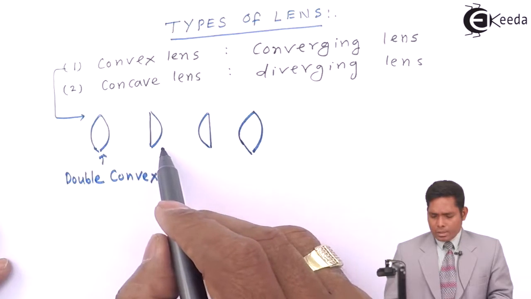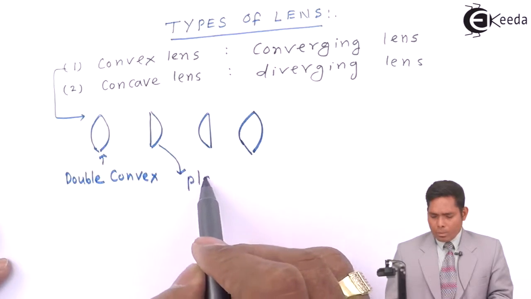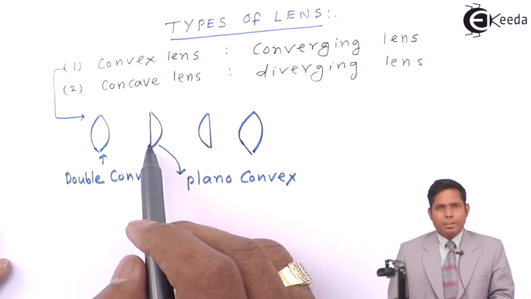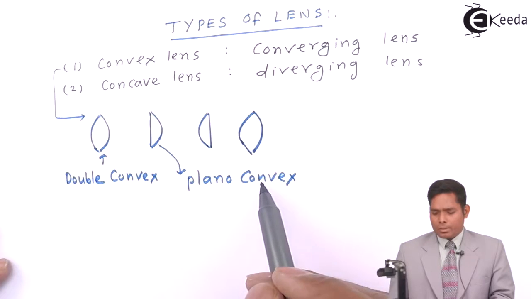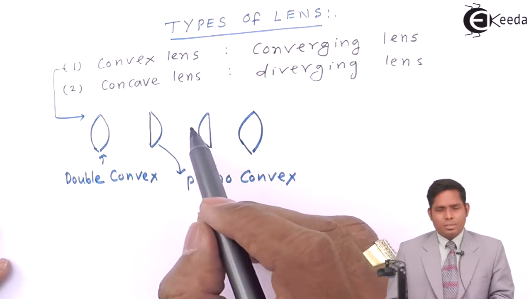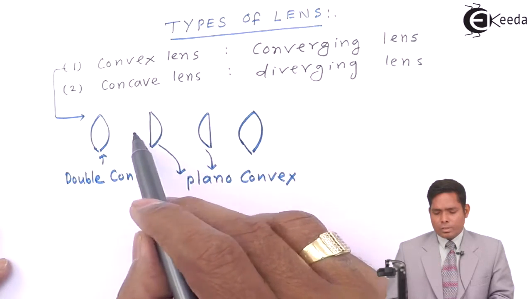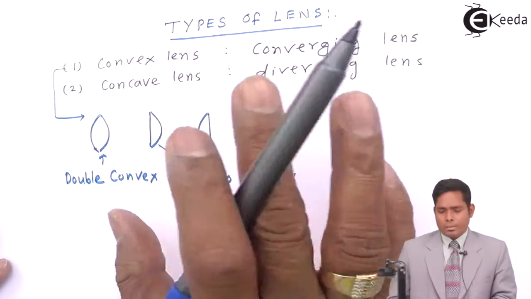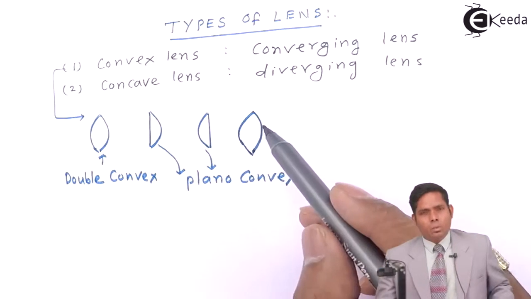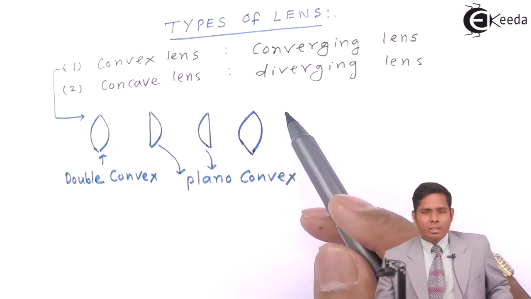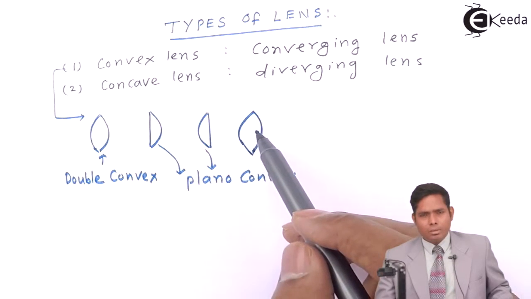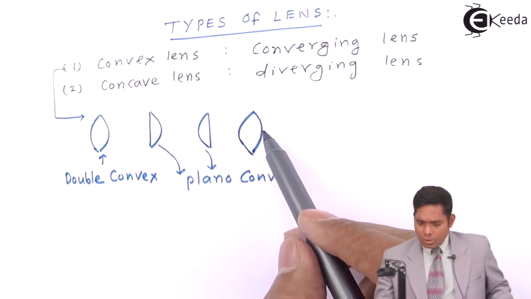I can have a situation like this. This is called plano convex. One side is plane, the other side is curved, so it is called plano convex. This is also plano convex. It is the same whether you place the plane surface towards the left or towards the right. This is also a double convex. Generally, we call the double convex simply a convex lens. So when you say convex lens, we always mean double convex. This is also double convex.